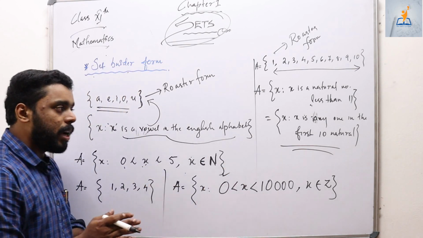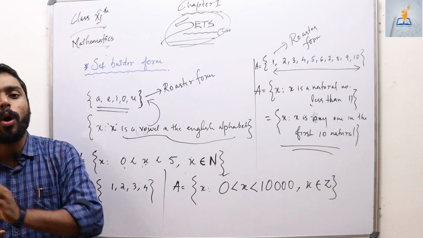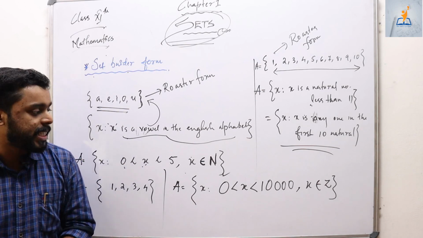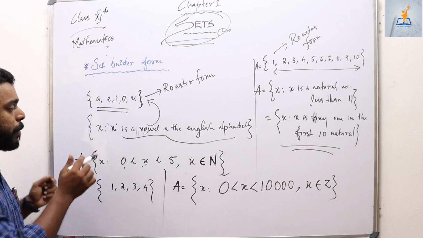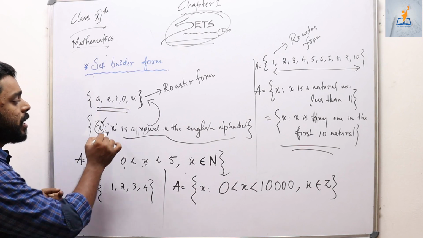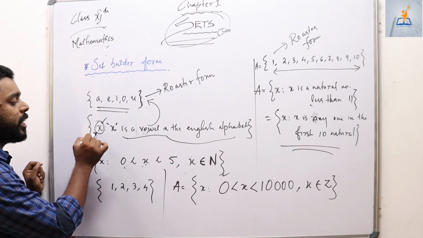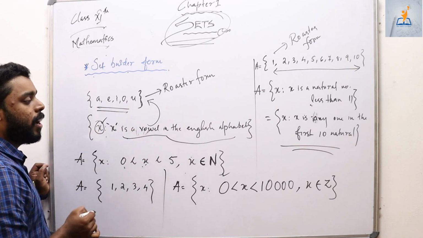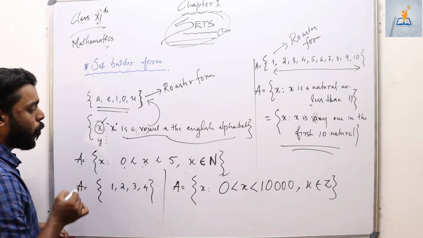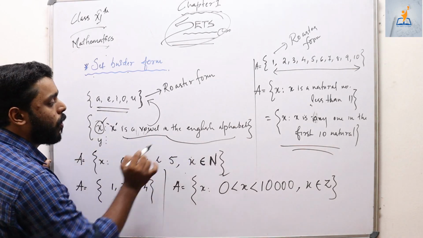So in set builder form, we will always provide a property which is satisfied only by the elements in the set and not by any element outside the set. And we denote the variable as an arbitrary element in the set. Usually we use x as the variable, and we denote it as x such that x is a vowel in the alphabet. Or if we use the variable y, then we should read it as set of all y such that y is a vowel in the English alphabet.